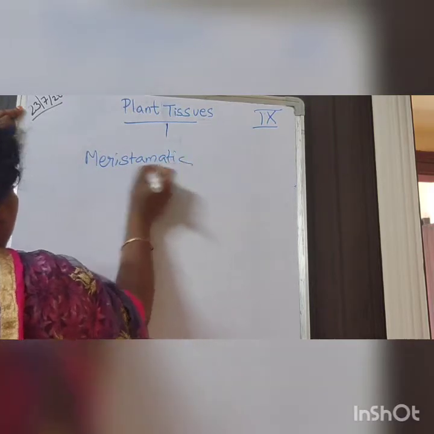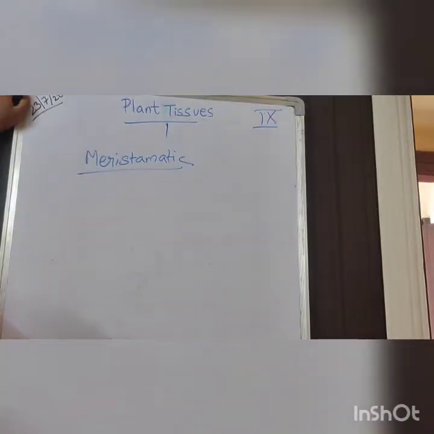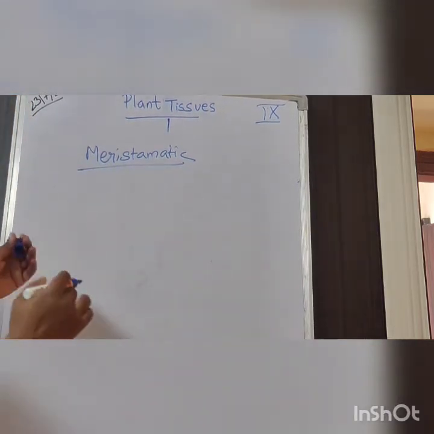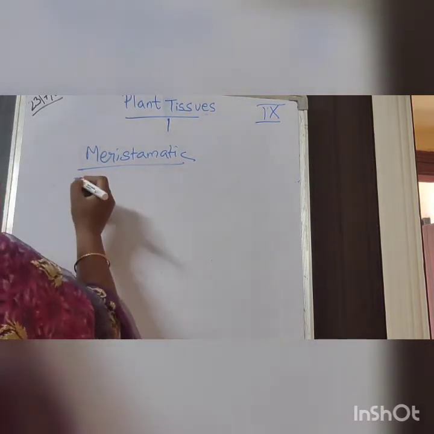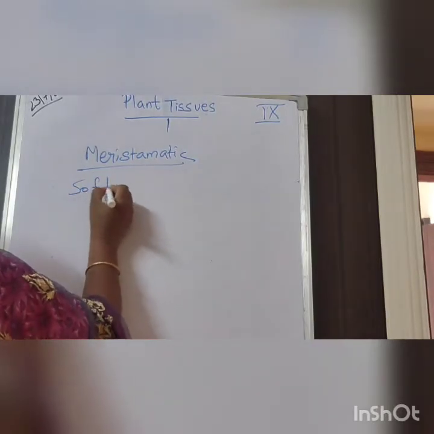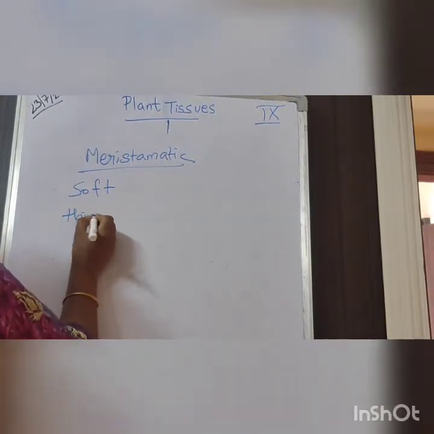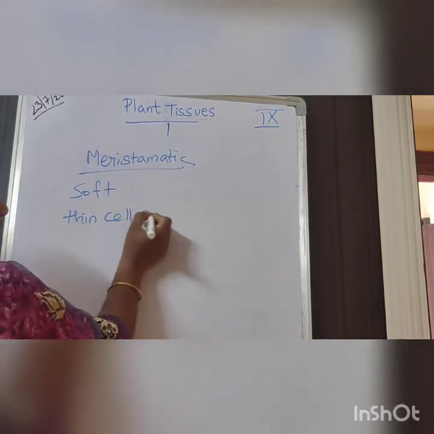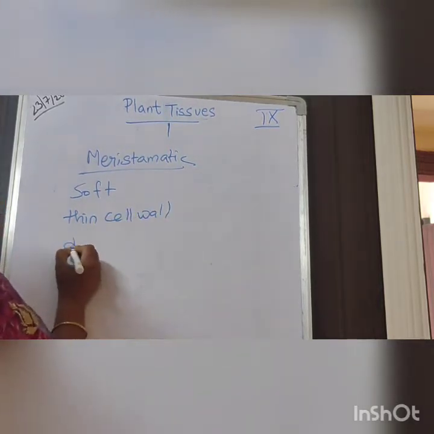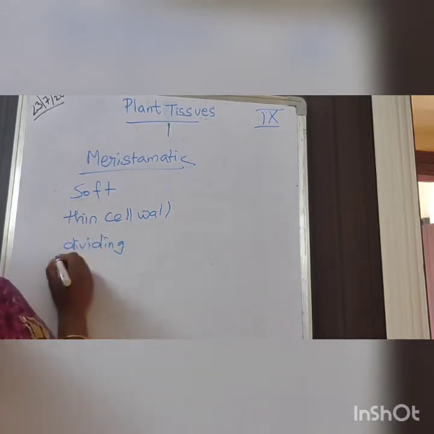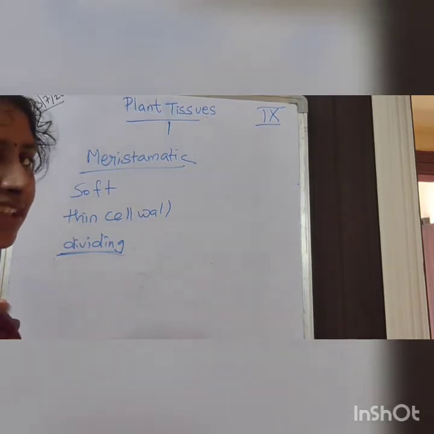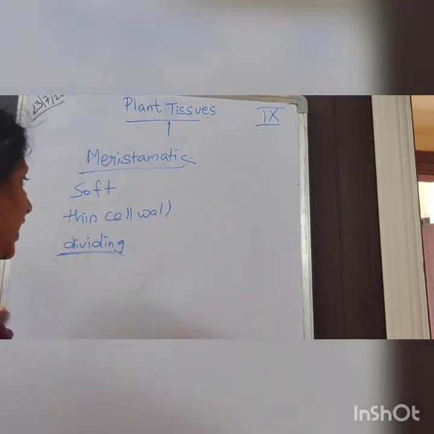What are the characters of meristematic tissue? In meristematic tissue, the cells are very soft. They have thin cell wall. The cell wall is very thin. They are fastly dividing cells. The main function of the meristematic tissue is fastly dividing.